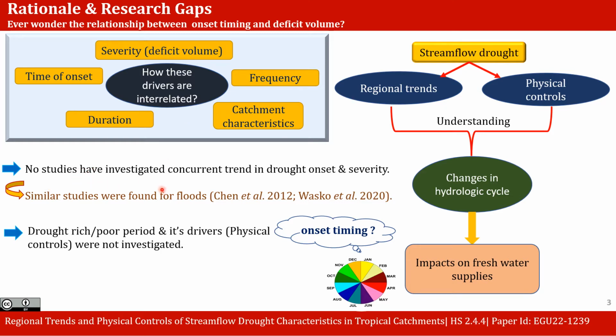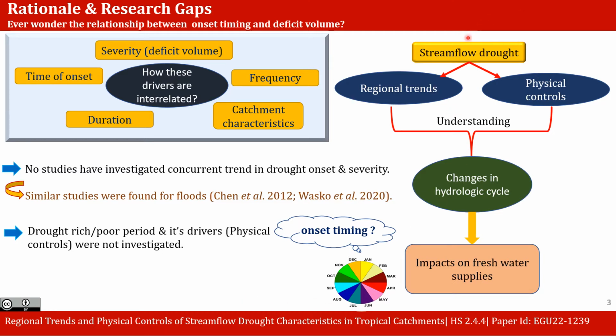No studies have investigated concurrent trends in drought onset and severity. Similar studies were found for floods and other extremes, where Chain and others, and Vasco and others in 2020, have described different events like floods, but no study has investigated trends in drought onset and severity. Also, drought-prone periods and their physical drivers were not investigated. So the onset timing is of importance in our study.